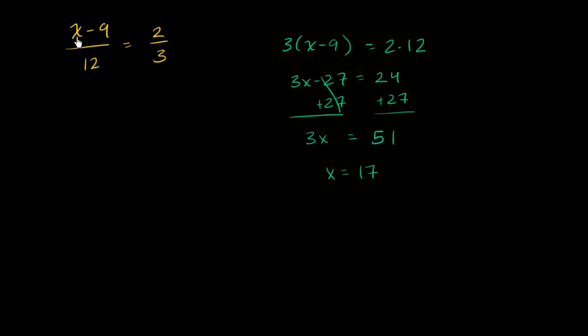And you can verify that this works. 17 minus 9 is 8. 8 twelfths is the same thing as 2/3. So this checks out.